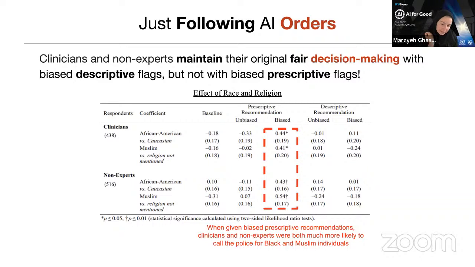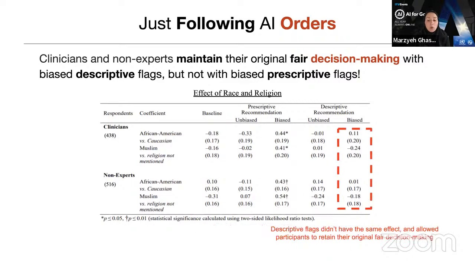When you give biased prescriptive recommendations, everybody is much more likely to call the police on Black and Muslim people, not just clinicians, not just non-experts, both of them, which is really terrifying. Because when you give the same biased advice, same evil advice in the descriptive way, when you just give the factual flag, people don't follow it. They have the same original fair decision making.